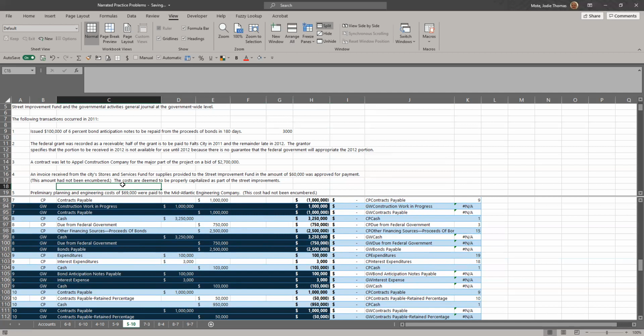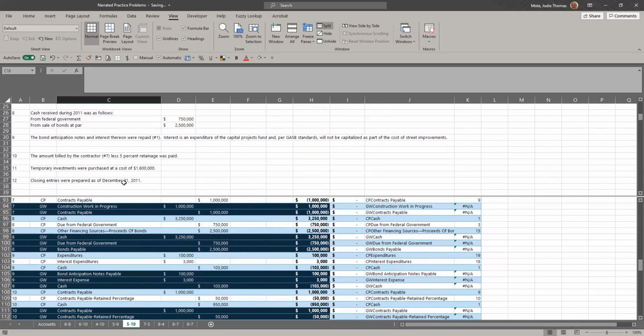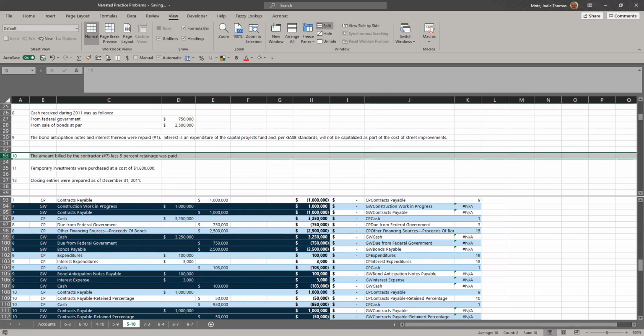Oh wait, did I just skip number 8? Oh no, we did 8. And number 9 we just did. So 10 is the amount billed by the contractor less 5% of retainage was paid.